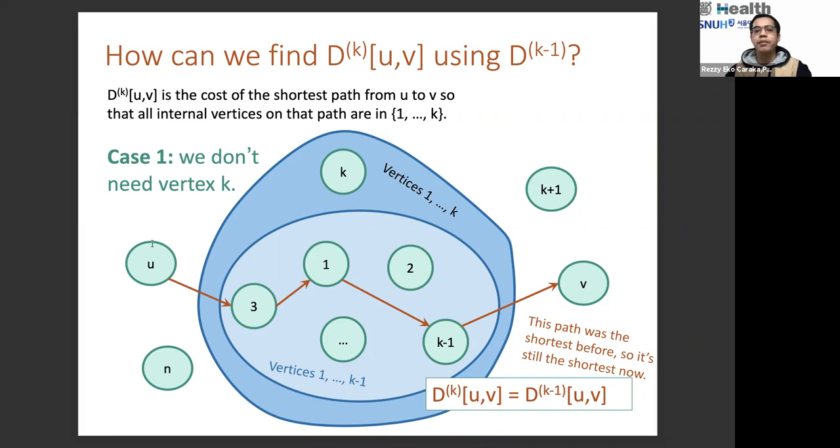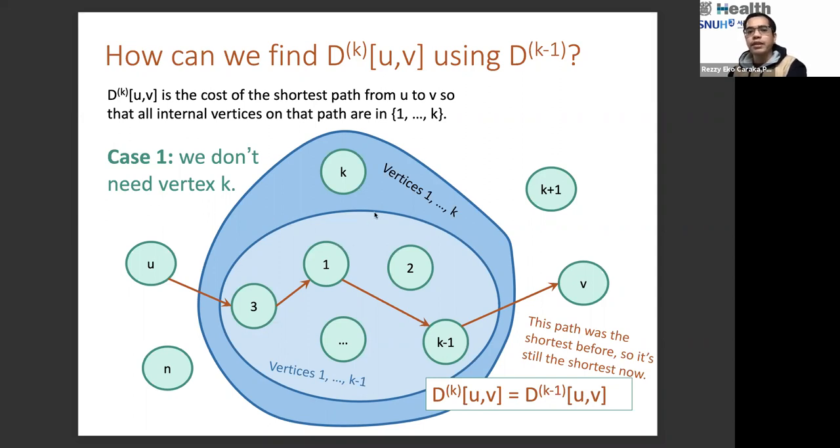This is what I'm talking about. First, if you are concerned about U to V, we can solve it like this. We can start from U, 3, 1, forget 2, and just use k minus 1 until V. Or if you think 2 is also necessary, you can use U, 3, 1, 2, and until V. So you can eliminate k minus 1. It's okay. This is only the idea of how you think about solving the problems.